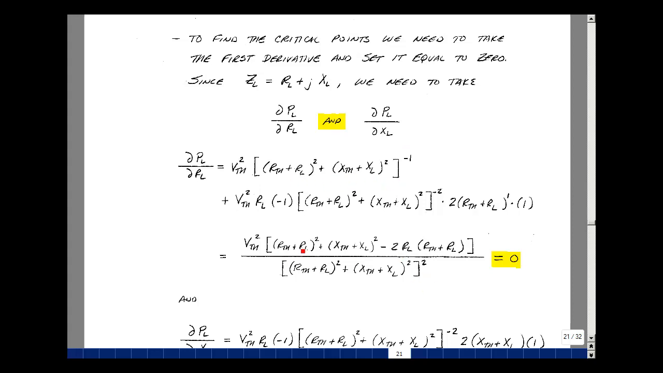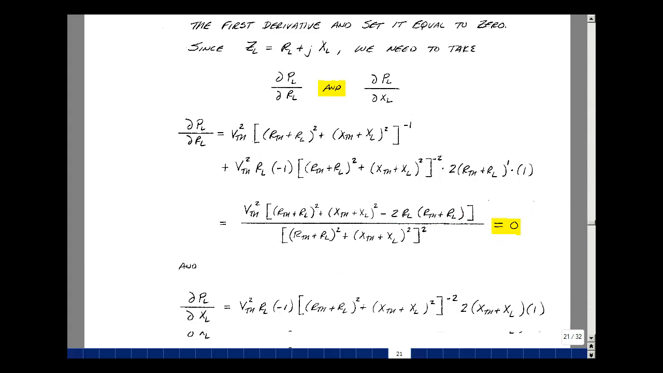So here's that term times V Thevenin. And then I have from over here the V Thevenin squared. I'll pull that out in front, and I've got an R sub L, a 2, and the quantity R Thevenin plus R sub L to the first power. I also have a minus sign here. And then the denominator. Set this equal to 0 to find the critical points.